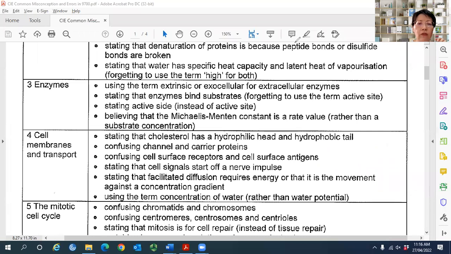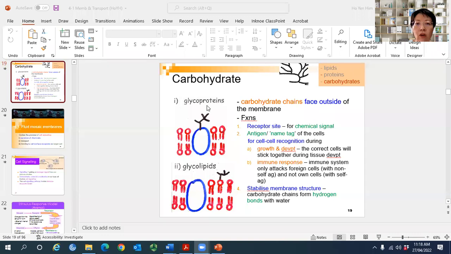What is the molecular structure of receptor? Is it a protein? Okay, glycoproteins and glycolipids, both of them can be the receptor site for chemical signaling, and can also be antigen. So that means the nature of the receptor and antigen molecule can be glycoprotein or glycolipid. But antigen is antigen, receptor is receptor. They are different, but the nature of the molecule that forms them is the same. Okay.